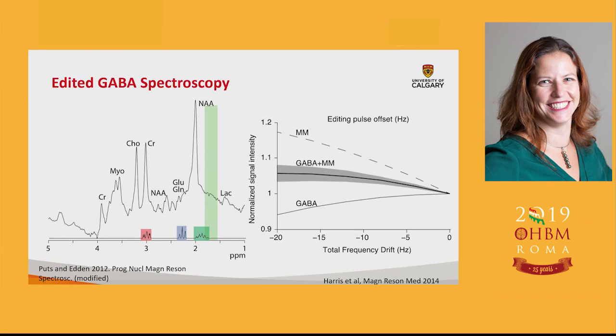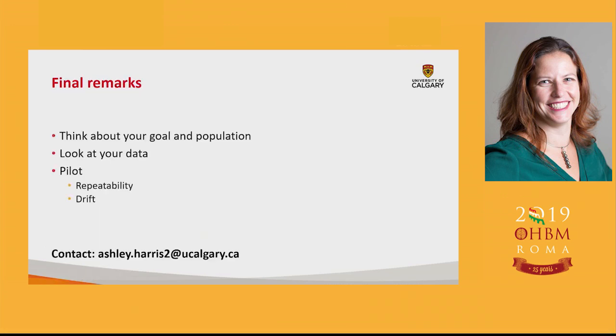The other consideration is your subject. Some subjects just move more than others. Some subjects are going to affect this editing experiment more drastically. So just as some final remarks in terms of designing your experiments, think about the goal of your experiment and what your measurement actually means and what you think is changing. If you're doing a pre-post design and you don't think MM is changing, then maybe you want to just stick with the more basic MEGA-PRESS sequence in which you get that MM contamination, because you can account for it completely.